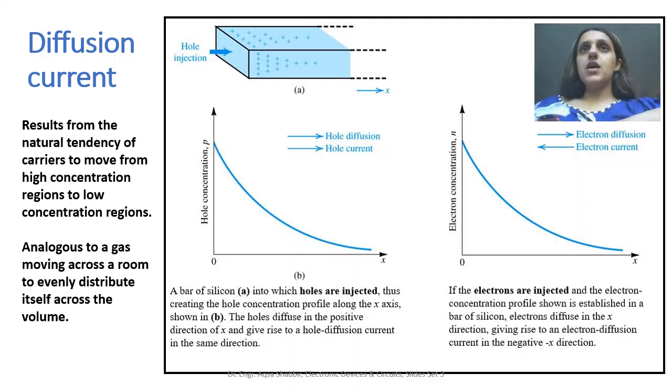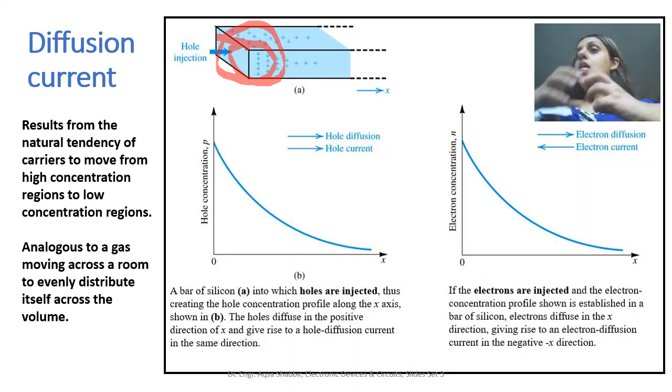Similarly, in this figure, if a lot of holes are injected on one side of the bar, they tend to move through the rest of the bar due to the process of diffusion. In this graph, the x-axis is the distance from the beginning of the bar, where the holes were injected. We see that where the holes were injected, their concentration was maximum, and then as we move along, the concentration of holes reduces.